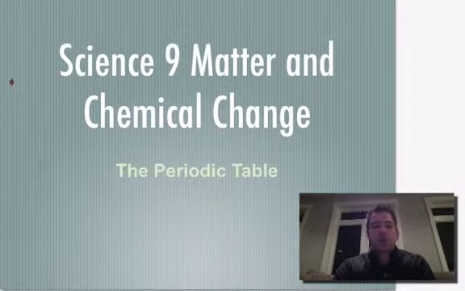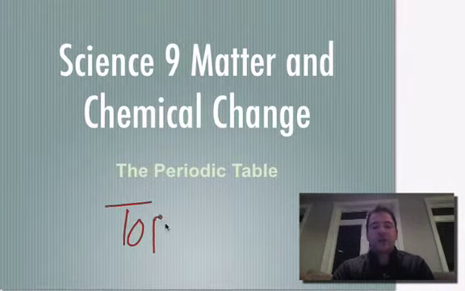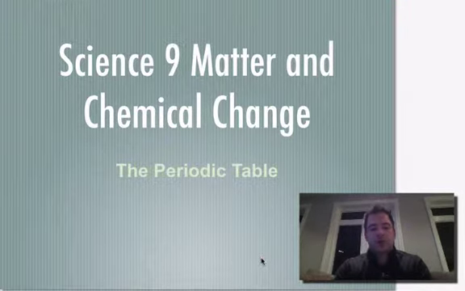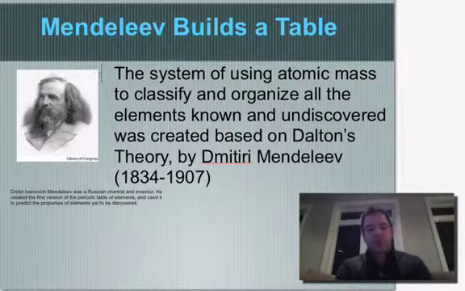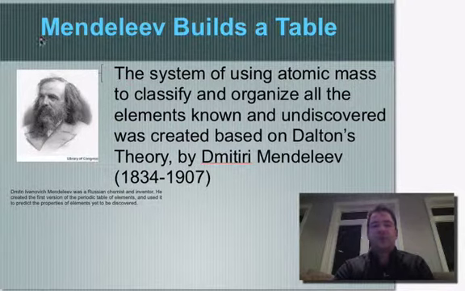Today what we're going to talk about is the periodic table. This is for you Science 9 students that are studying matter and chemical change, our second unit of study in the curriculum. So this is going to be topic 5 in your textbook for study references to help you better understand the material. So first we're going to talk about this guy by the name of Dmitry Mendeleev.